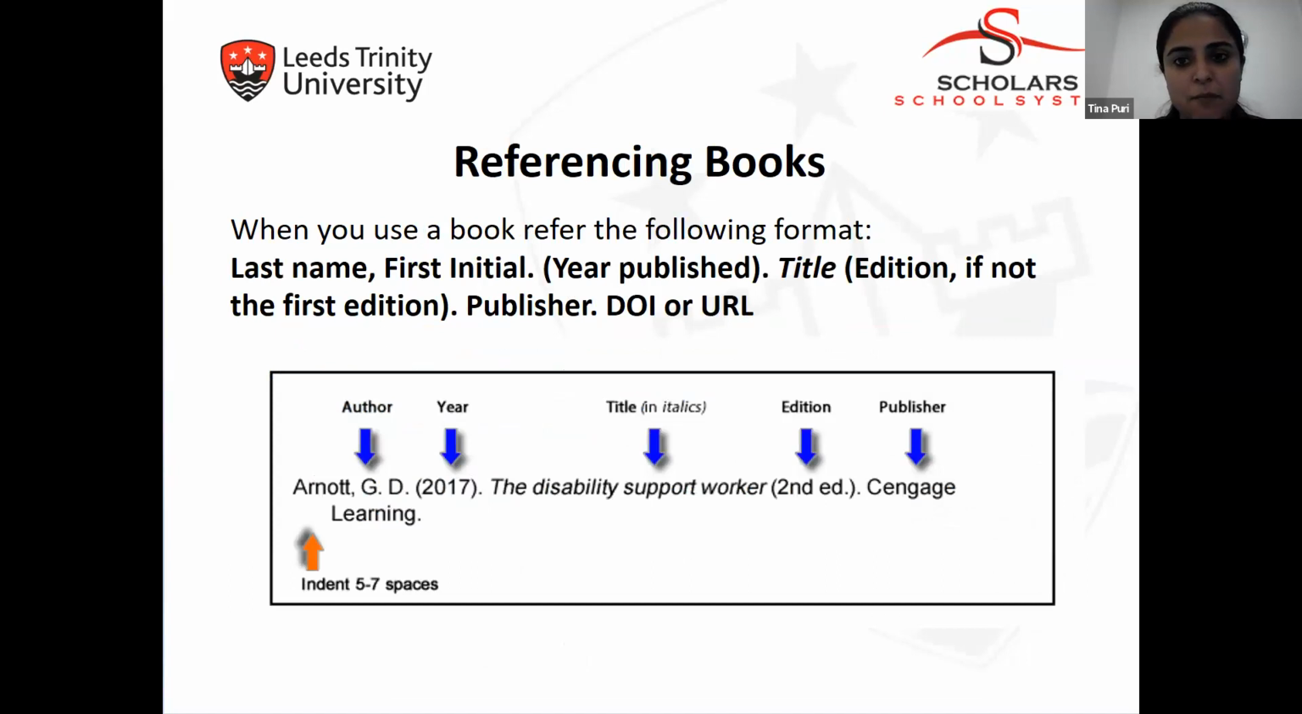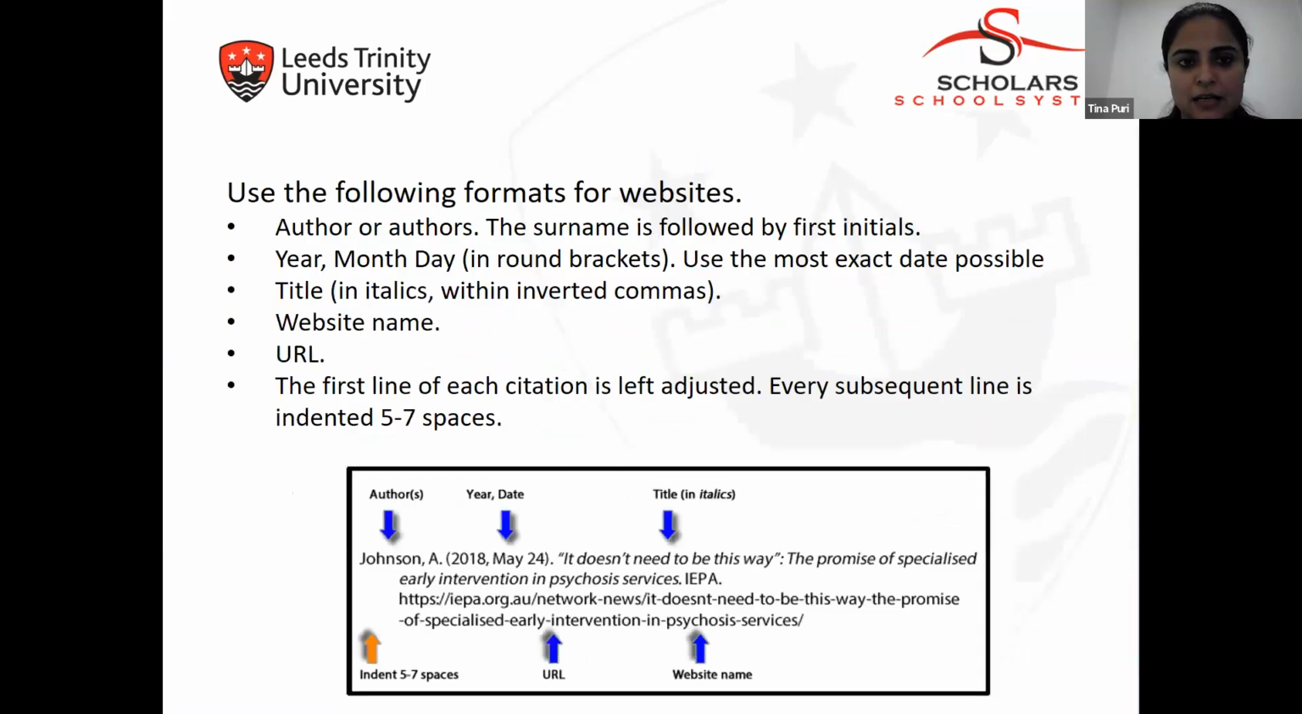Referencing a book. When you use a book, refer to the following format. First you'll write last name, first name initial, year published, title, edition if not the first edition, publisher, DOI or URL. Below, again, you can see the format of referencing a book. There is an example given. Now we'll move to the next slide.